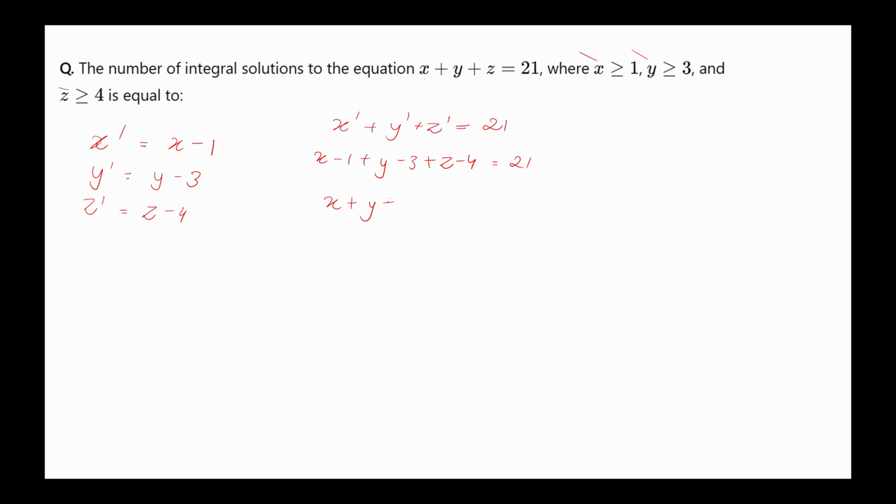From here, what do we get? x plus y plus z would be equal to 21 minus 8, so this would become 13. Now I have no constraints for x, y and z. Now I can simply divide 13 among these 3 conditions.